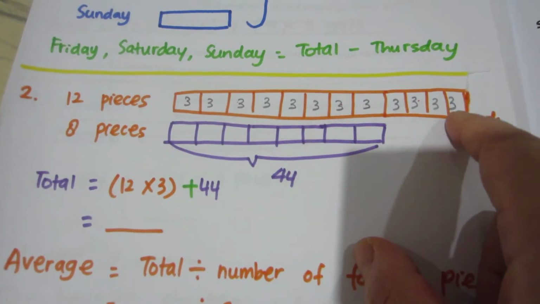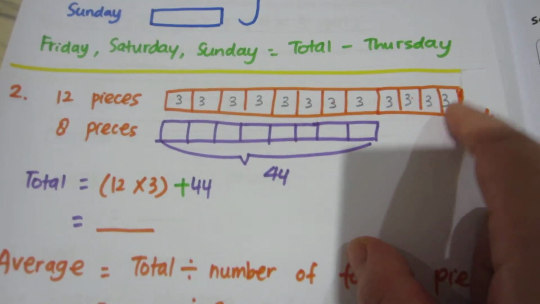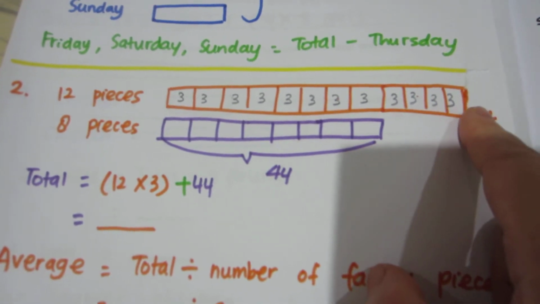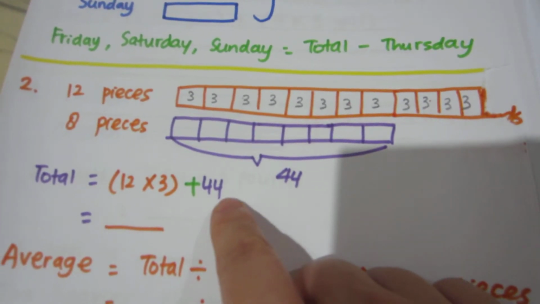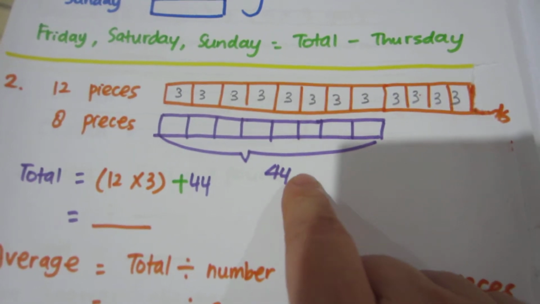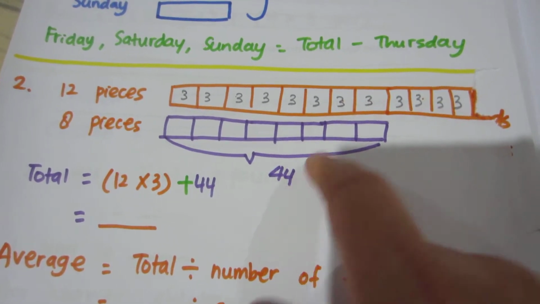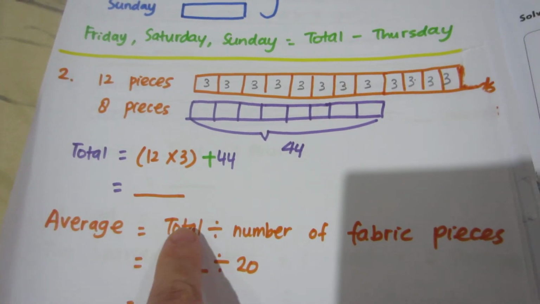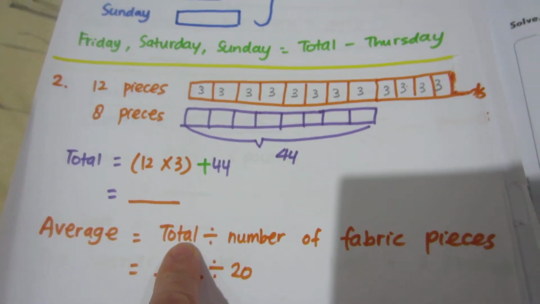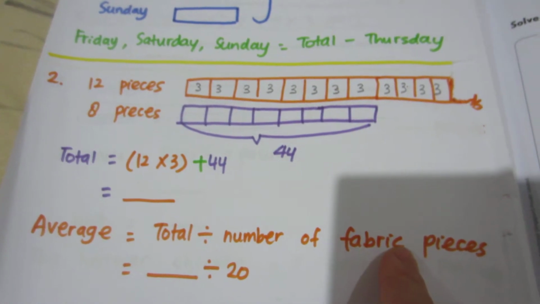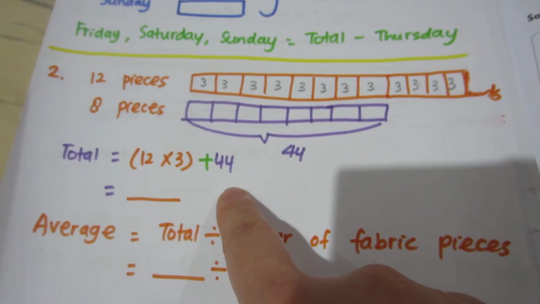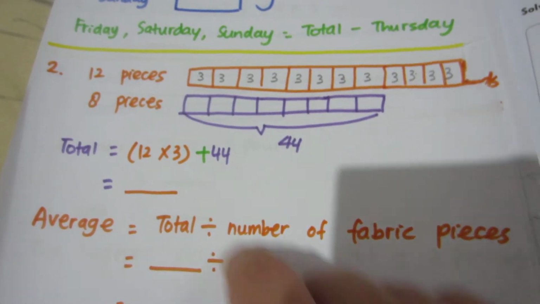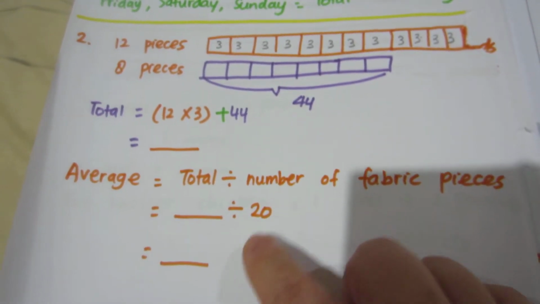So how do you get this one? 12 multiplied by 3, right, to get this top one, and then plus 44 from the 8 pieces. That is the total for this and this. Now let's find the average. Average is found by dividing total by the number of fabric pieces. The total is the one that we just found, and number of fabric, we have 20 pieces. Then you get the average.